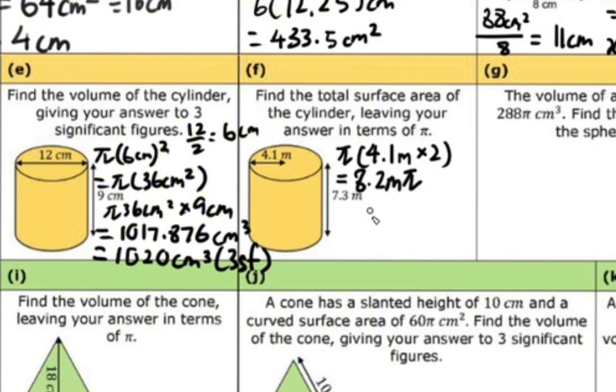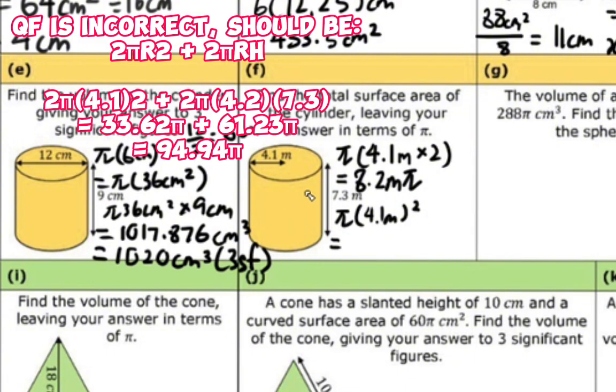And then for the area of the circle, we can just take pi bracket 4.1 m square, which is 16.81 m square pi plus 8.2 m pi. And that will be our answer for question F.